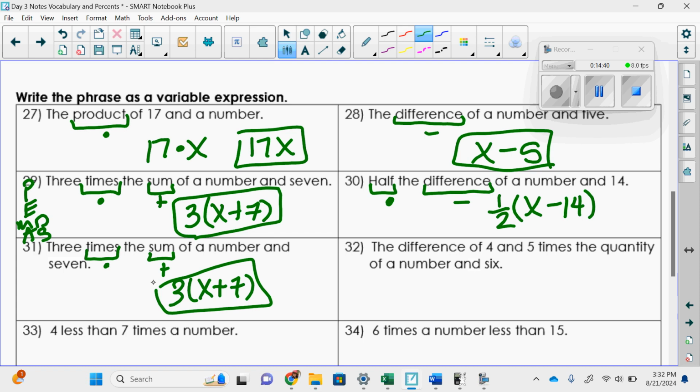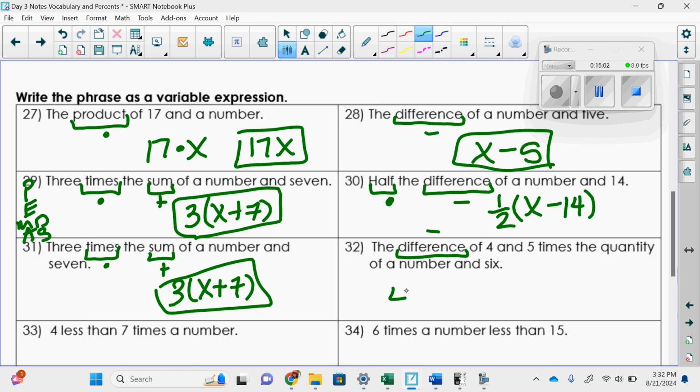32. The difference of 4 and 5 times the quantity of a number and 6. So a lot of words here. Let's take this apart. We have the difference, so I'm going to be subtracting.